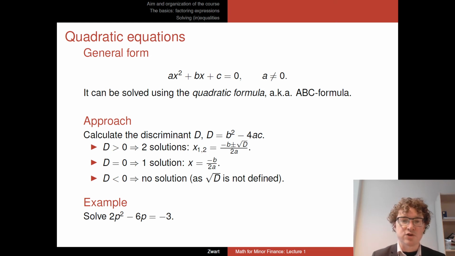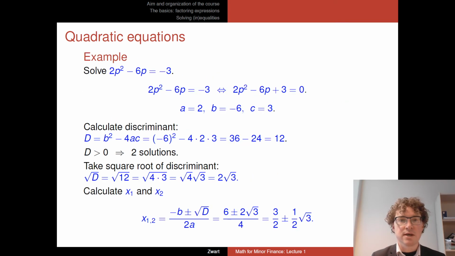The example is 2p squared minus 6p equals minus 3. Let's just look at this on the slide. So solve 2p squared minus 6p equals minus 3. How do we do that? Well, let's bring this in the general form and basically bring the minus 3 to the left hand side. 2p squared minus 6p plus 3 equals 0. So now we are in this particular form that we need for this quadratic equation.